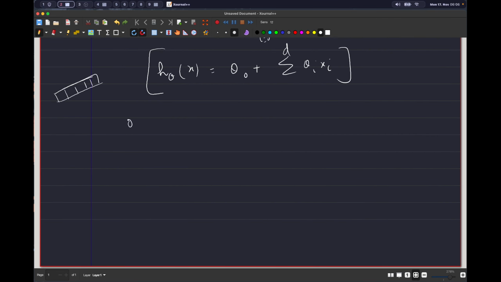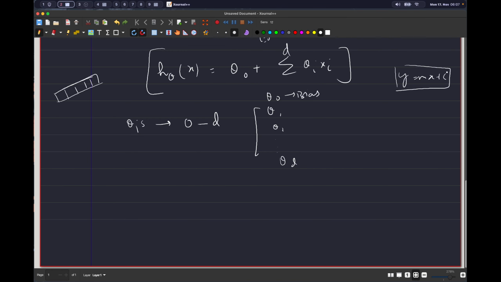Now these theta i's, which go all the way to d. So there will be d small thetas. So they can be theta 1, theta 2, all the way up to theta d. And there will be theta 0, which will be your bias. So it is same as the equation of a line, which is y equals mx plus c or mx plus b. B can be considered as a constant or a bias in this case. We also add a bias.